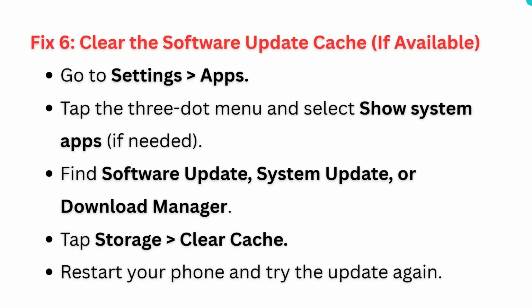Fix 6. Clear the software update cache if available. Go to Settings, select Apps, and tap the three-dot menu and select Show System Apps if needed. Find Software Update, System Update, or Download Manager. Tap on Storage and go to Clear Cache. Restart your phone and try the update again.